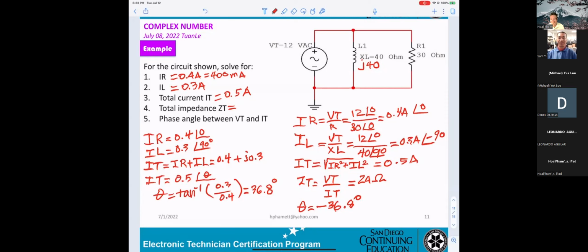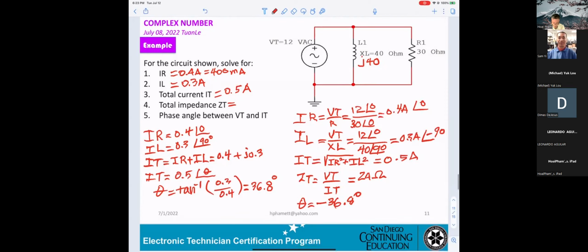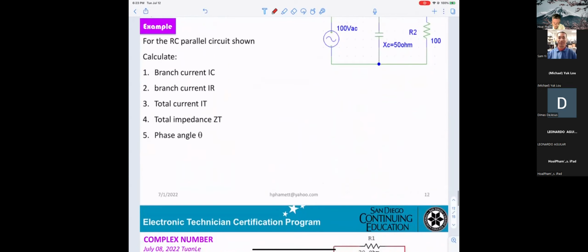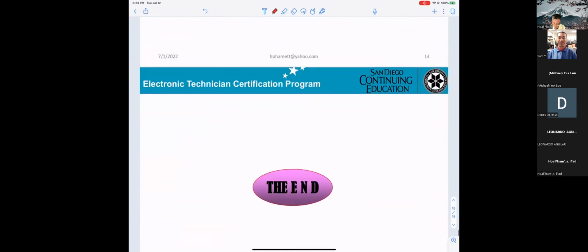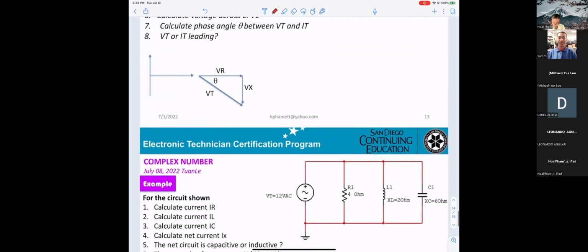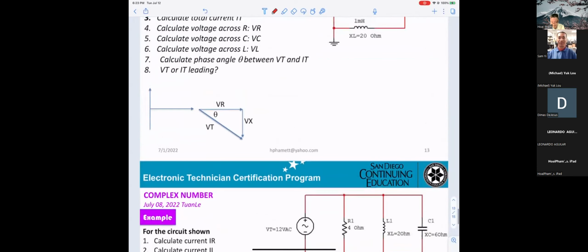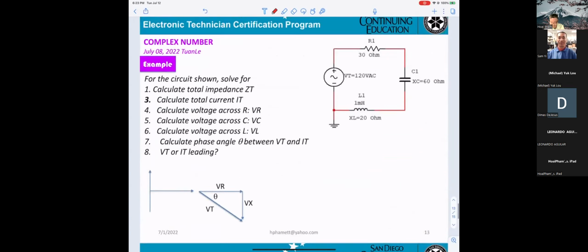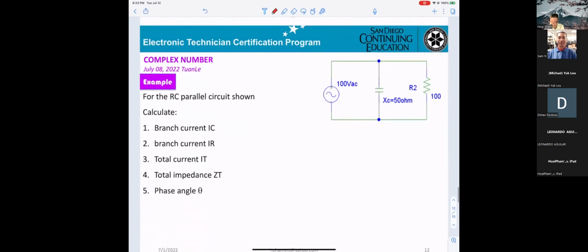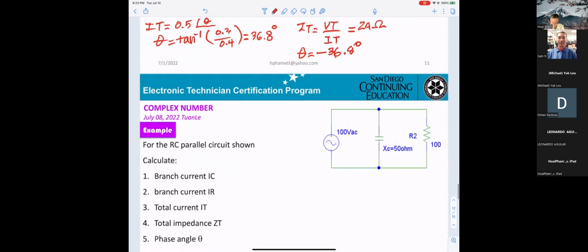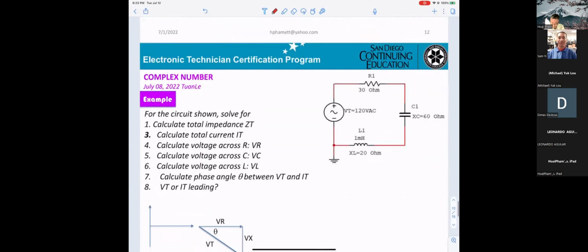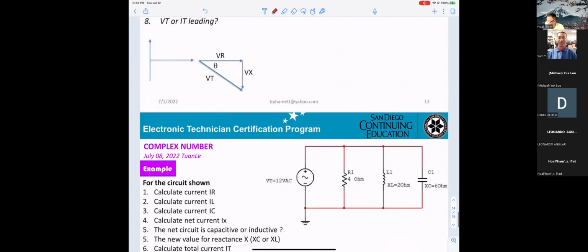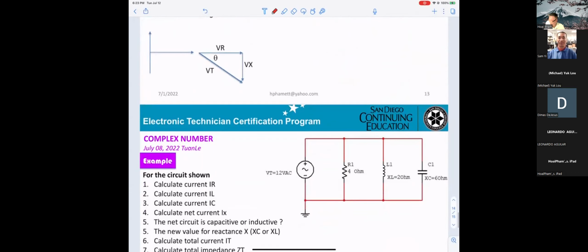Okay, so let's see how many more. 1, 2, 3. Okay, 3 more. Try working on that. Next meeting we will quickly finish. That will be calculated for RC parallel, RCL series, and RCL parallel.